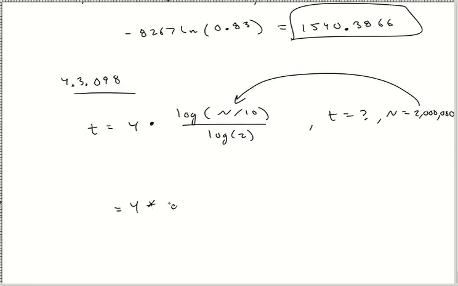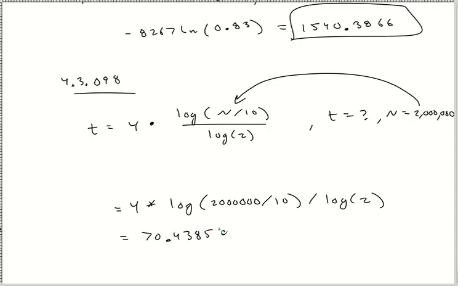4 times log of 2 million divided by the 10, and then divided by log of 2. I just put it in the calculator, just like that, all at once, and I got 70.4385 6. And there you go.